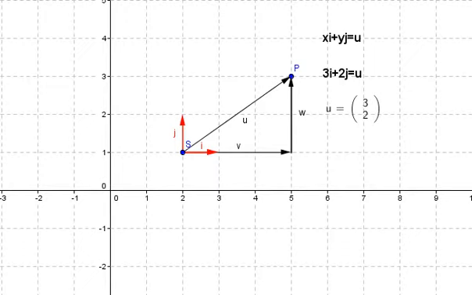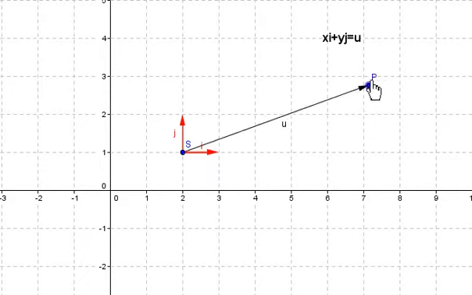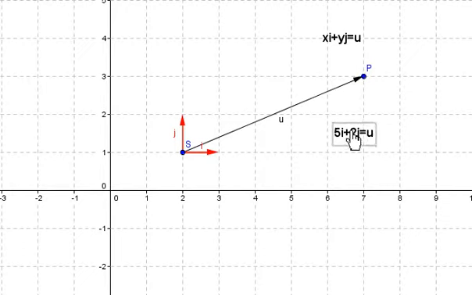Another exercise. Now let me change the vector. Find the coordinates of this vector. Pause the tape and find the coordinates. Now if the coordinates of vector u that you found are 5 and 2, then your answer is correct.